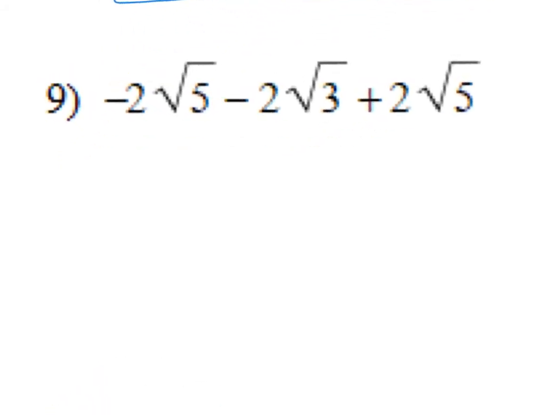Okay, on this one, just combining like square roots in this case. So I've got negative 2 root 5 and 2 root 5. So those actually end up canceling out because the negative 2 plus 2 goes to 0. Anything times 0 is 0. So the only thing I have left here is negative 2 root 3.